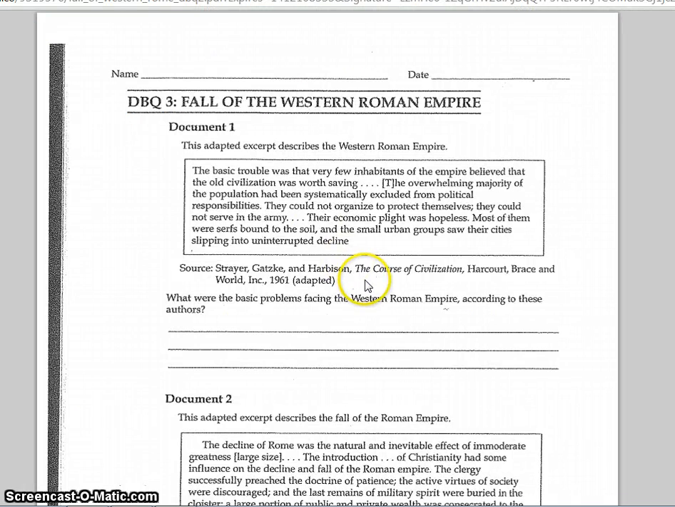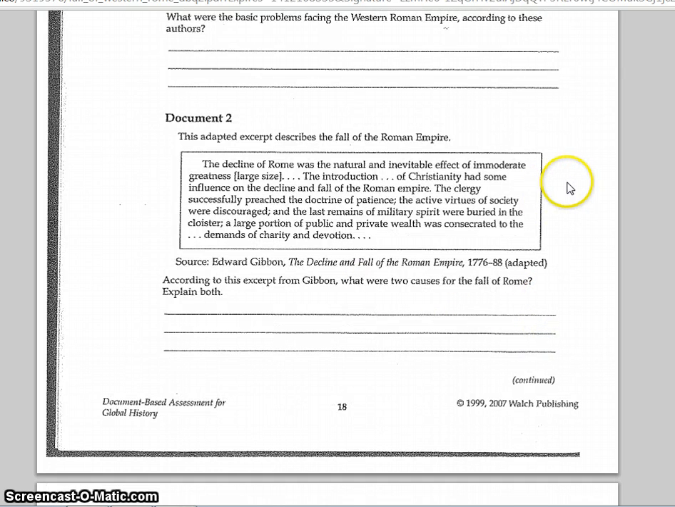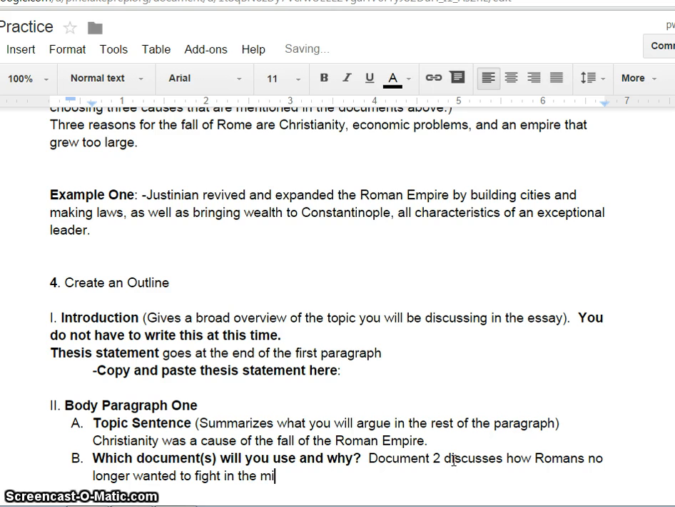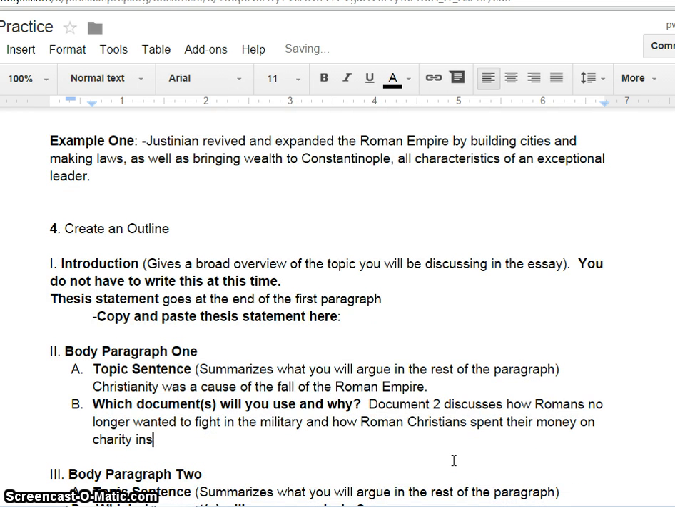So I'm going to go back to my documents. And if we look at document 2, it does talk about Christianity. So Christianity had an influence on the decline and fall. The clergy preached the doctrine of patience. The last remains of military spirit were buried. A large portion of public and private wealth went to charity and devotion. So what I'm going to do, which document do I want to use and why? Document 2 discusses how Romans no longer wanted to fight in the military, and how Roman Christians spent their money on charity instead of giving it to the Roman government.